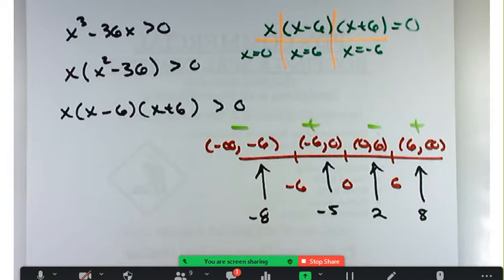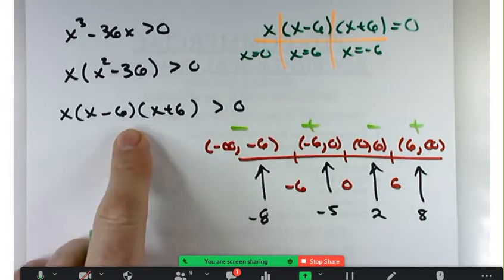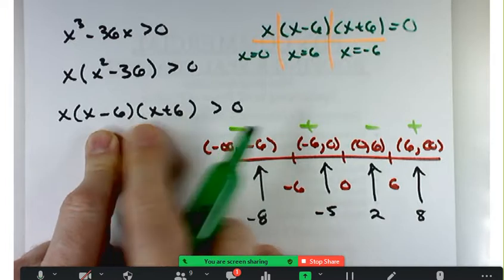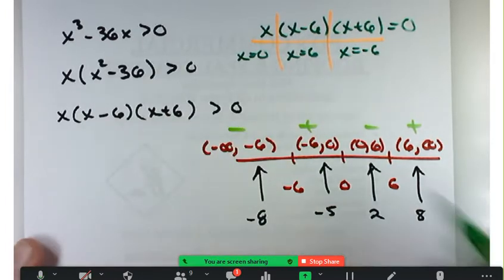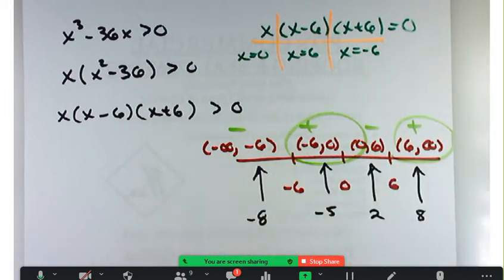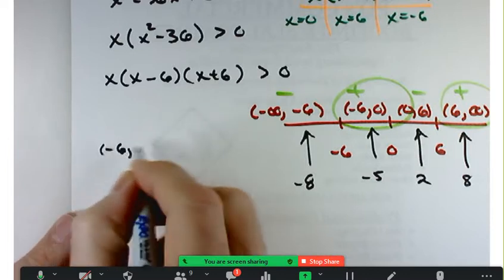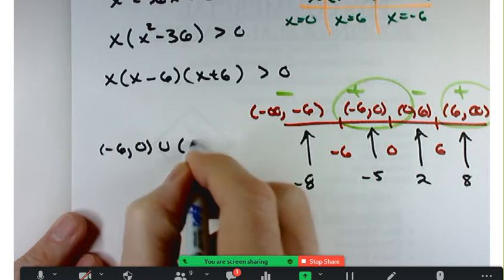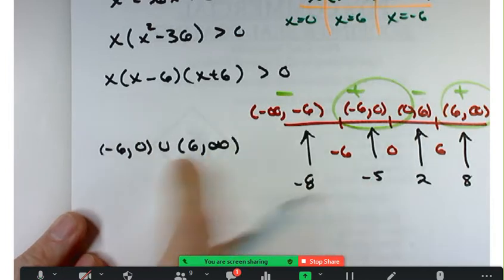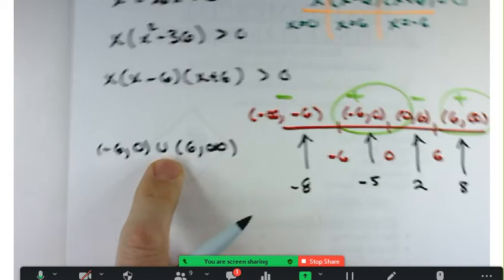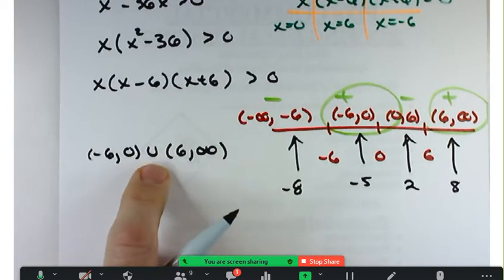Which interval or intervals make this true? That is, which intervals have values of x that make this greater than 0? That would be your positive intervals. So those two. So it would look like this for your answer: negative 6 to 0, union 6 to infinity. Now in WebAssign, they might have you put this in with a comma between these two. I'm not sure. But this is the correct answer on that one.